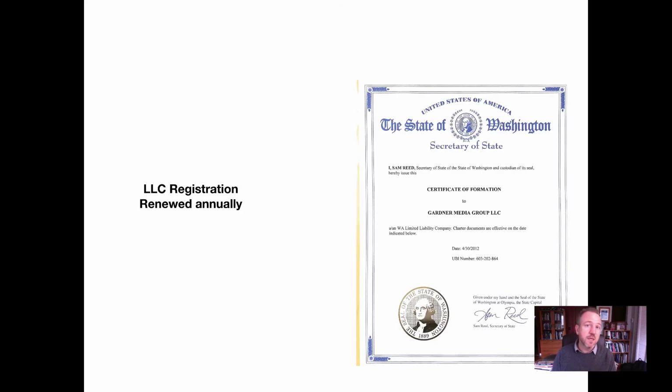So here is an example of what your LLC registration looks like. And you can see that my original registration date was in April of 2012. Here is what a state business license looks like. And you can see that I had my LLC registered first. And so my business license was issued in the name of my LLC.